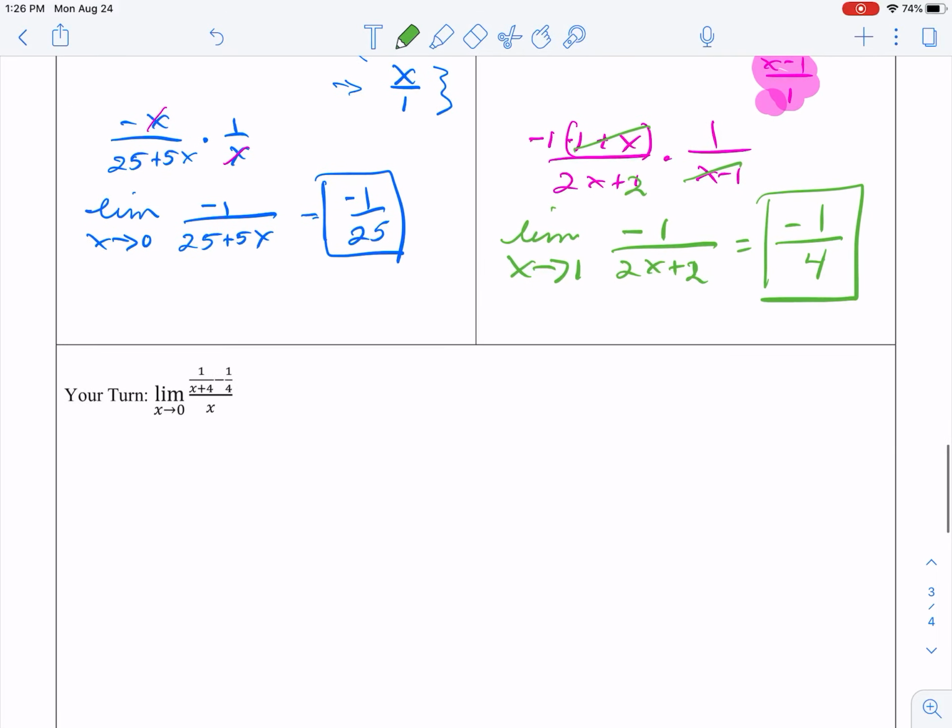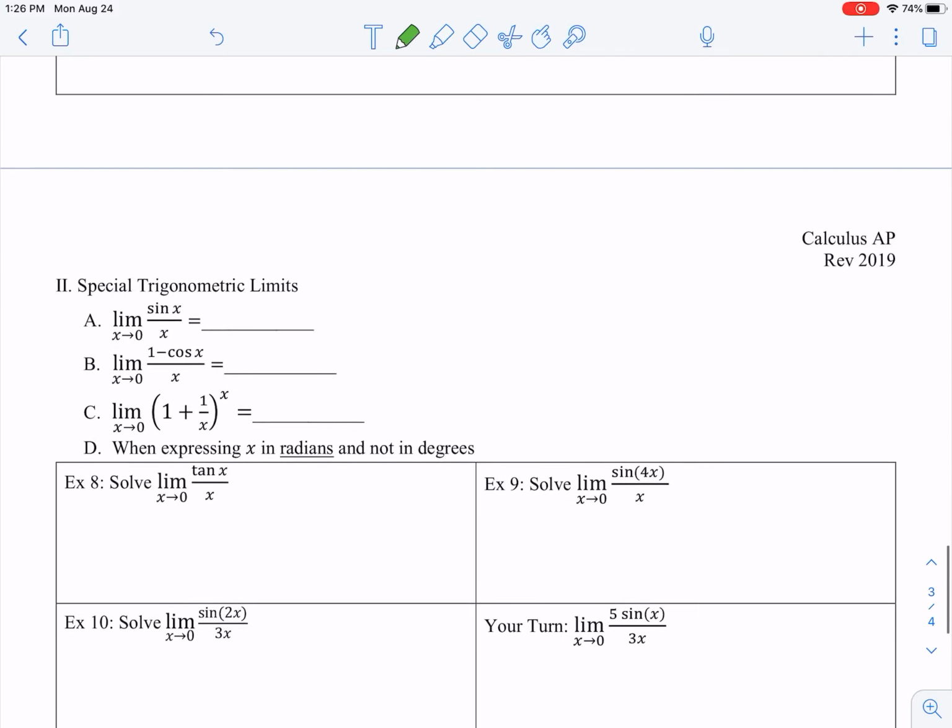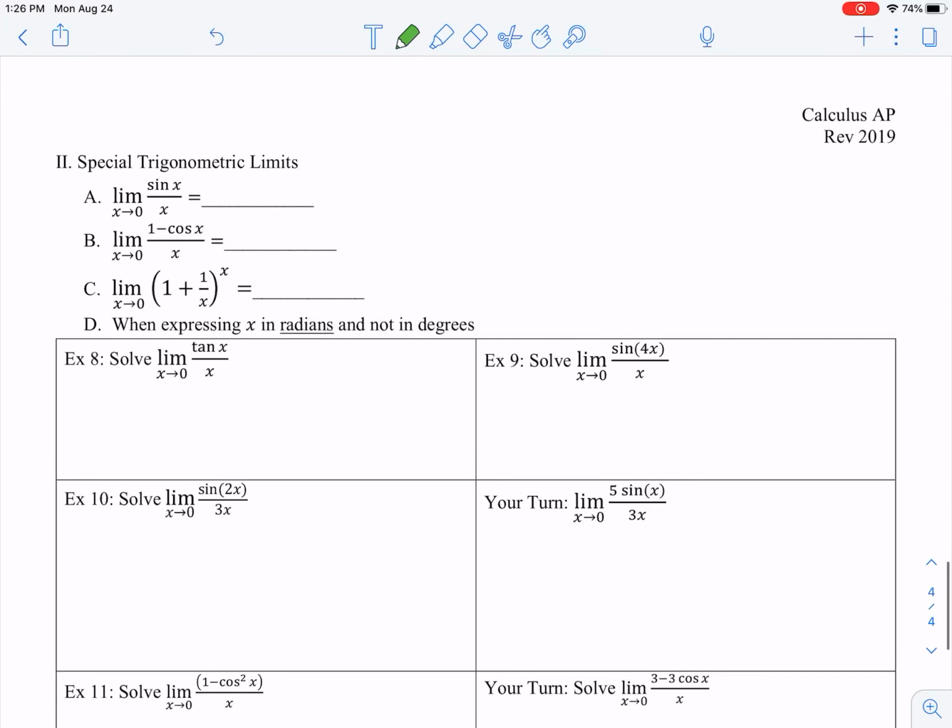Okay. Your turn. I'm going to let you do that one. If you have the answer is negative 1 over 16, see if you can get it. All right. Next page, special trig limits. This is right. I don't have to change the title on this one. I'm not going to do it in green. I'm going back to blue. All right.